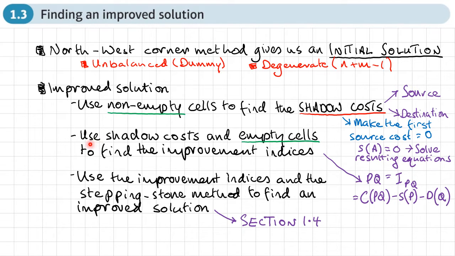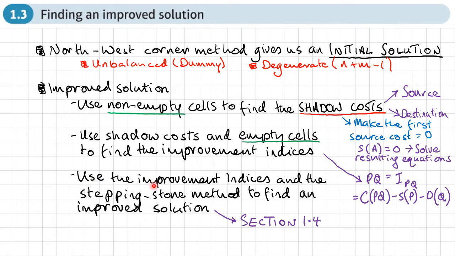The second part is using the shadow costs, which we calculate here, and the empty cells to find what we call the improvement indices. If you've got a cell that has P as the heading in the column and Q in the row, so we're talking about going from P to Q, from source to destination, we write the improvement index as IPQ. This is made up of the actual cost of transporting from P to Q, and we subtract the shadow costs which we've calculated in the previous part. Again, I'll go through all of this.